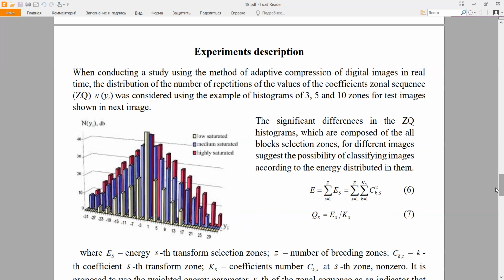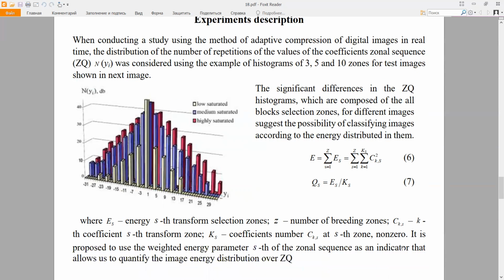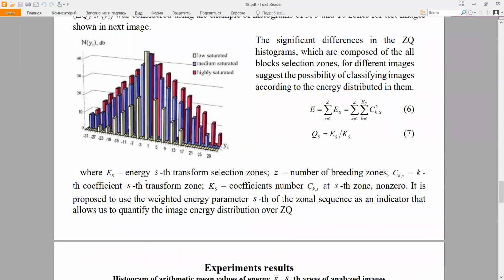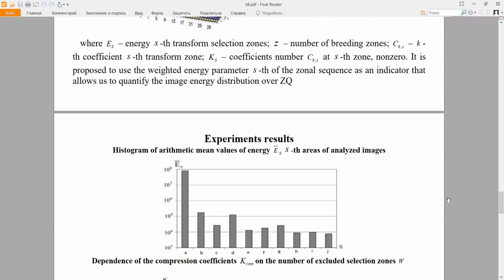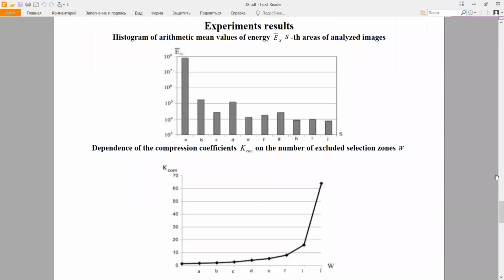The significant differences in the ZQ histogram, which are composed for all block selection zones for different images, suggest the possibility of classifying images according to the energy distributed in them with the help of equations 6 and 7 here, where EC is energy, Z is the number of selection zones, and K is the coefficient number in this formula. Experiment results.